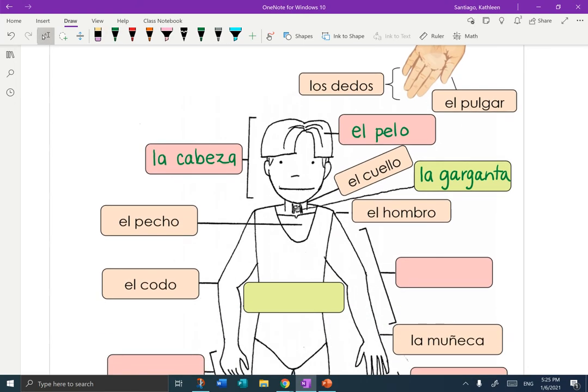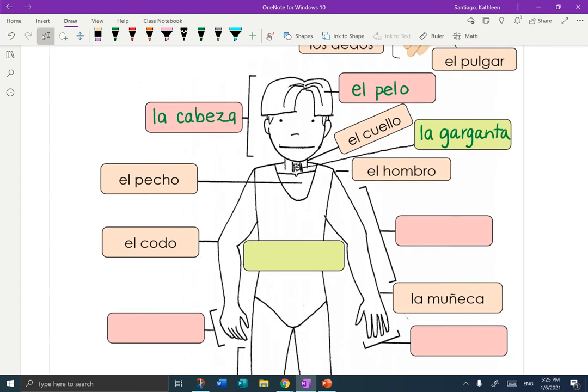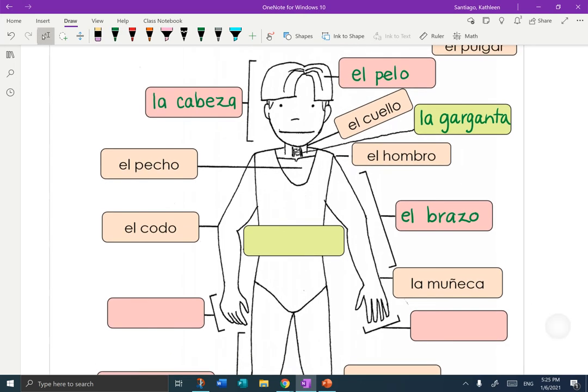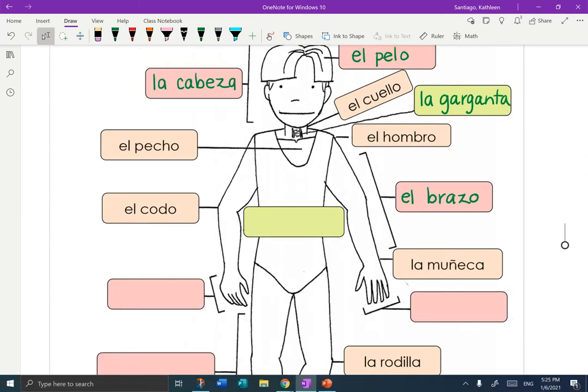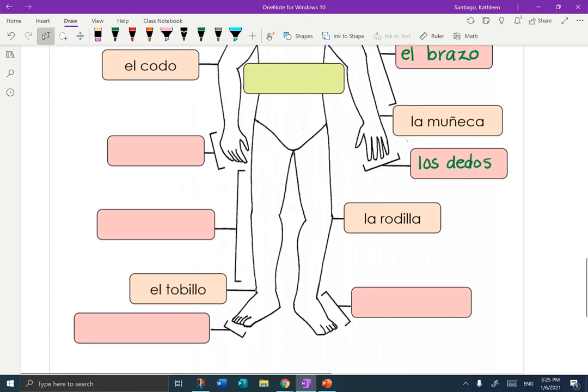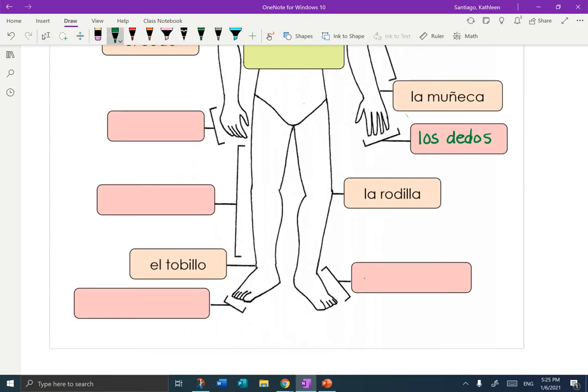El hombro is your shoulder. Your arm is el brazo, if we're talking about one. Think of the word branch. Your arm is like your branch. Muñeca is your wrist. And fingers, we just did those: los dedos. La rodilla is your knee. Your whole foot is called el pie. I know it looks like the word pie, but I like to tell you, don't eat your feet. So it's not pie, it's el pie.